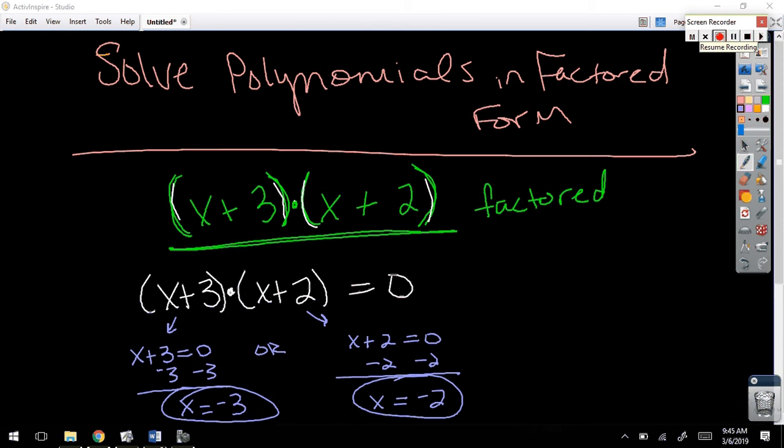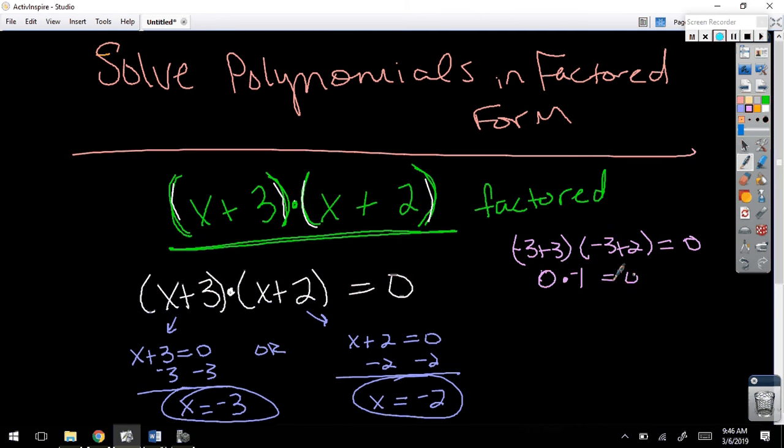Let's plug it back in to see. Somebody said it didn't make sense, so let's plug it in so that you see. Remember, when you get a solution and plug it in, it makes the equation true. If I plug in -3, then I get -3 plus 3 times -3 plus 2. And the question is, does it equal 0? Well, what is -3 plus 3? 0. What is -3 plus 2? -1. What is 0 times -1? 0. It works.